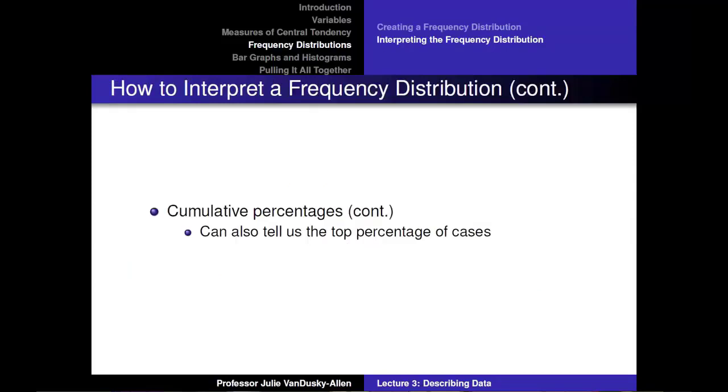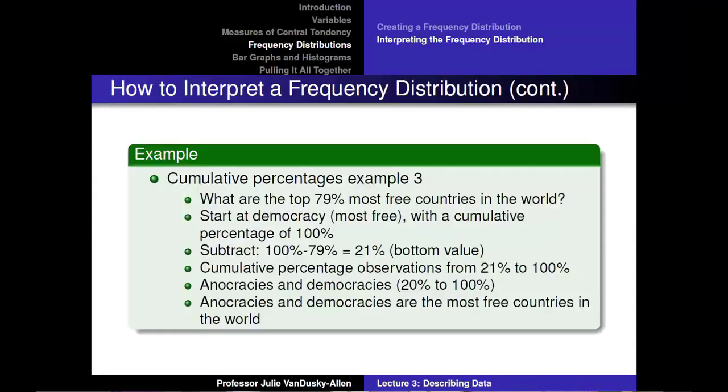Last, the cumulative percentage column can also help you identify the top percentage of cases of a variable. So for example, you may want to identify the top 79% most free countries in the world. To do this, you start at the democracy category, since the democracy category indicates the most free countries in the world. The democracy category has a cumulative percentage of 100%.